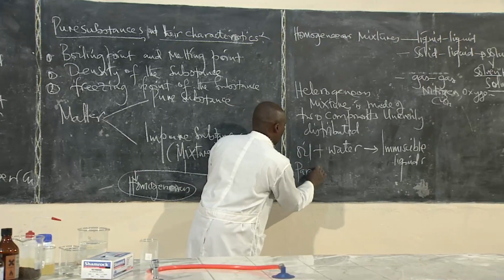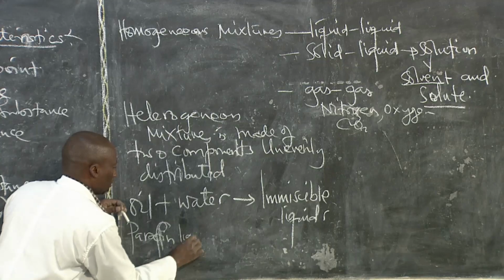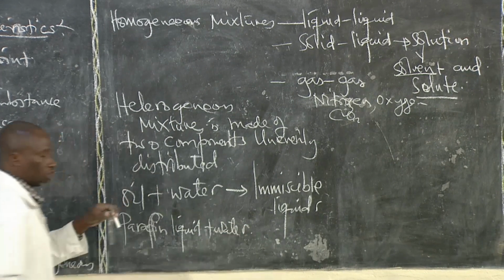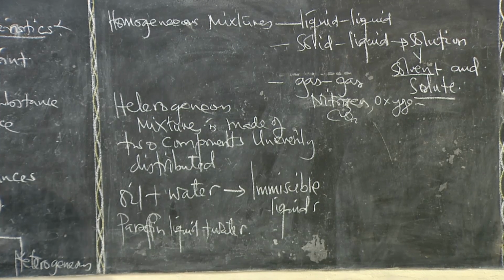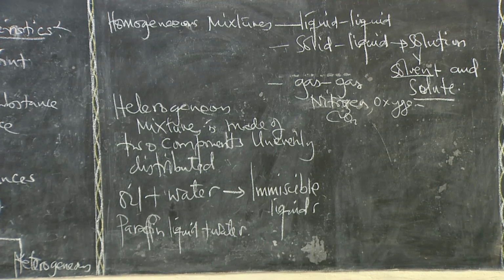We can have paraffin liquid, and water. This is one of other examples that we can have that form layers. They are immiscible and they are heterogeneous.